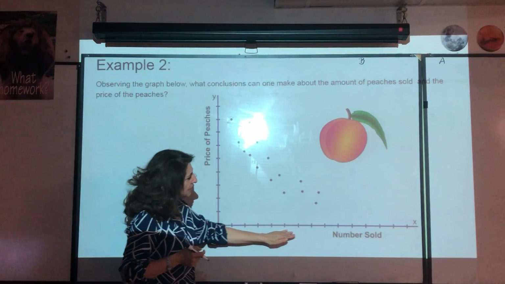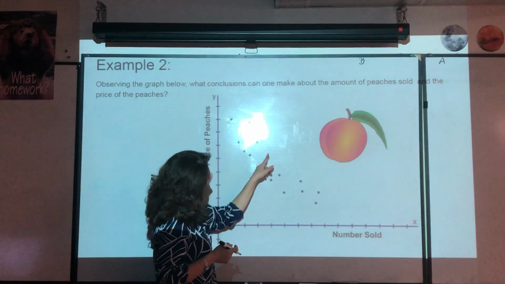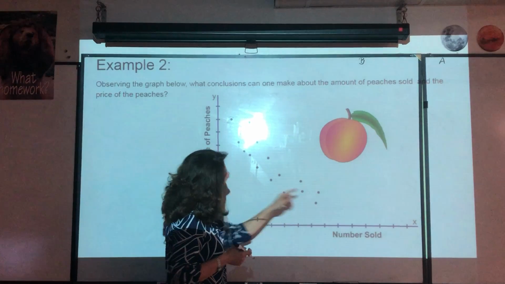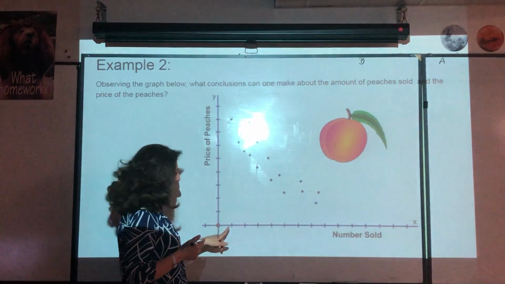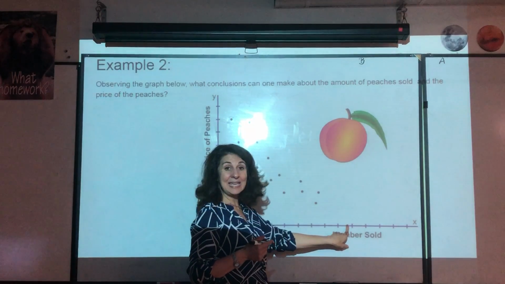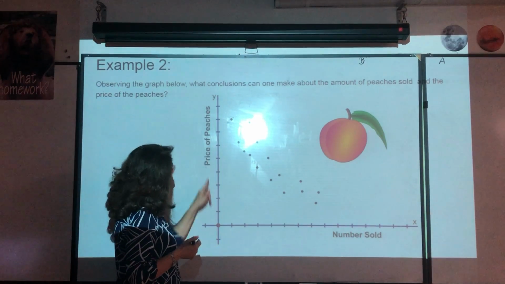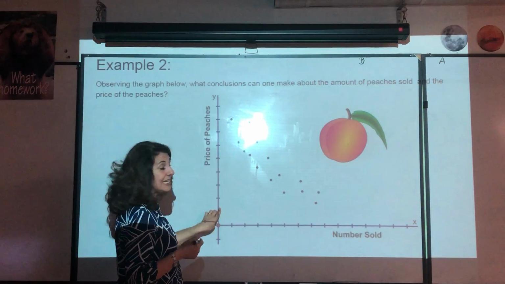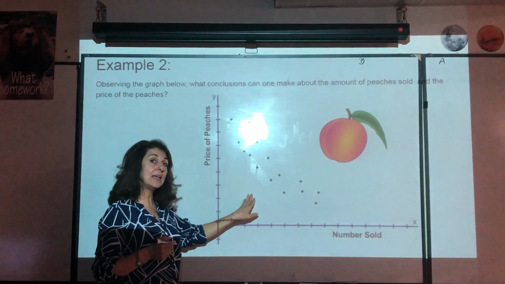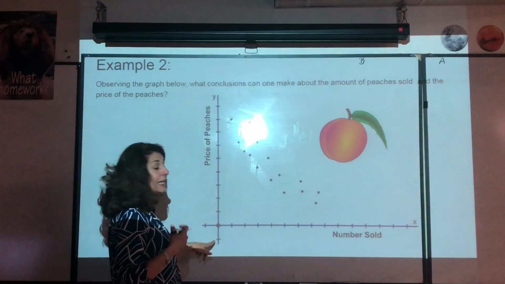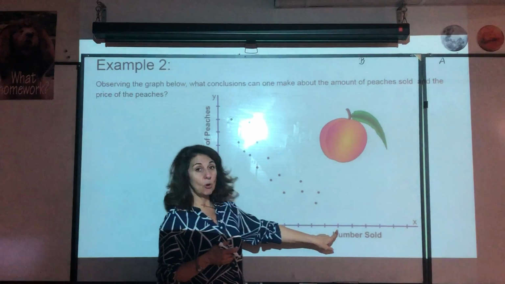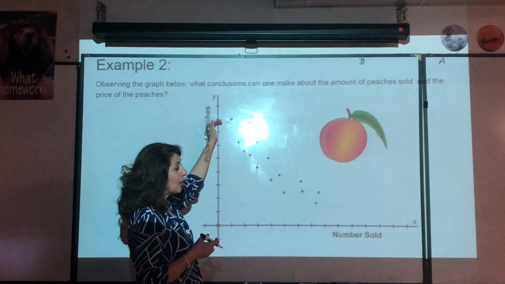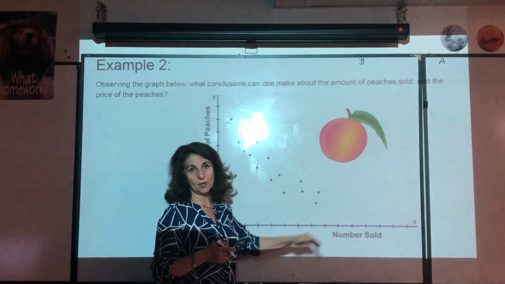The number of sales increase. See, there are more sales over here as the price goes down. So this one here is increasing. This one here is what? Decreasing. So this is a negative correlation, and we can deduce from here that we sell more peaches when the price is lower.